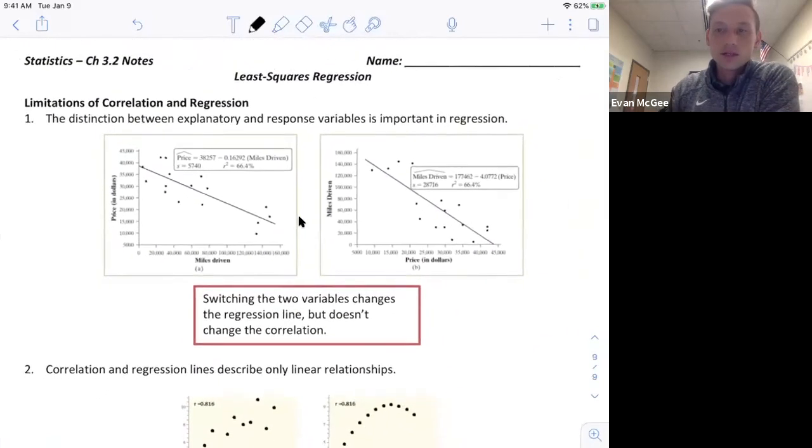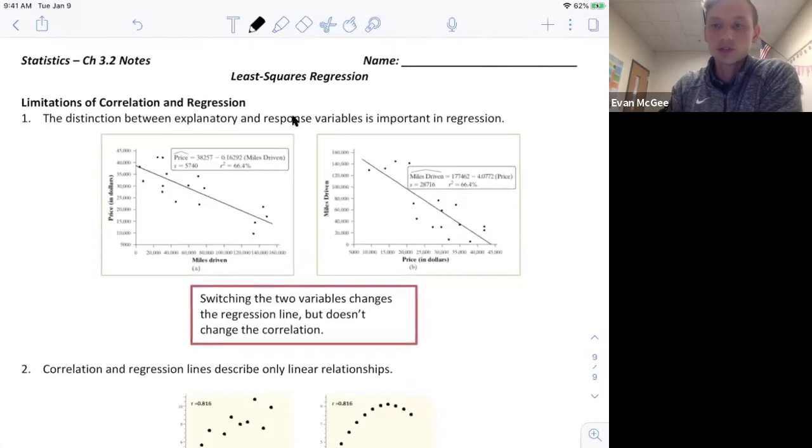It's important to make a note of which variable is explanatory and which is response. If we switch these two variables, and I get this new graph here, now price is explanatory and miles driven is response. The correlation stays exactly the same. But the regression equation, the slope, and the y-intercept change. So switching the two variables doesn't change the correlation, but it does change the regression equation.